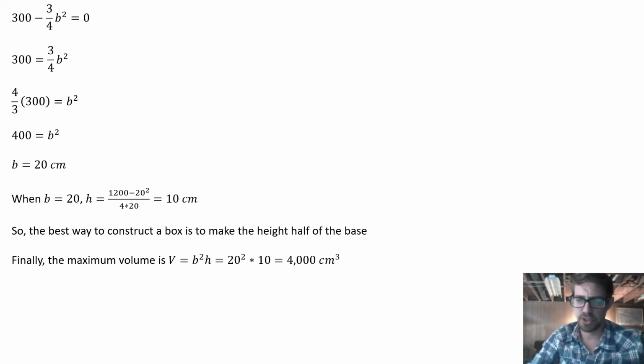And then it's just still plugging in. I wanted to know the volume. So the volume is b squared times h, which is 20 squared times 10, which is 4,000 cubic centimeters. So with 1,200 square centimeters of surface area, the best shape we can make of this type is going to give us 4,000 cubic centimeters of volume.